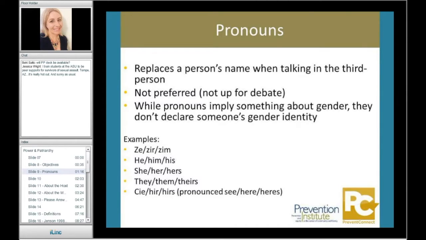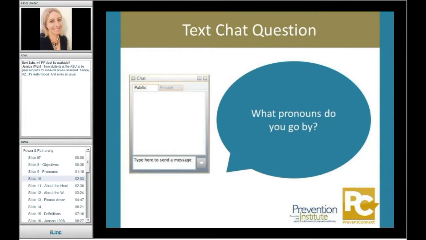And so a quick note on pronouns. If you've joined us for prior web conferences, we typically have this conversation as we start. A pronoun really replaces a person's name when talking in the third person, and we think it's really important to model the use of pronouns. Sometimes you'll hear people talk about preferred pronouns, but we really believe that someone's pronoun is not up for debate. What someone's pronoun is, that's very personal to their identity. While pronouns imply something about gender, they don't necessarily declare someone's gender identity. Some examples you'll see on the screen: ze, zir, zim, he, him, his, she, her, hers, they, them, theirs, and so on. We're really interested in hearing from our audience about what pronouns you go by.